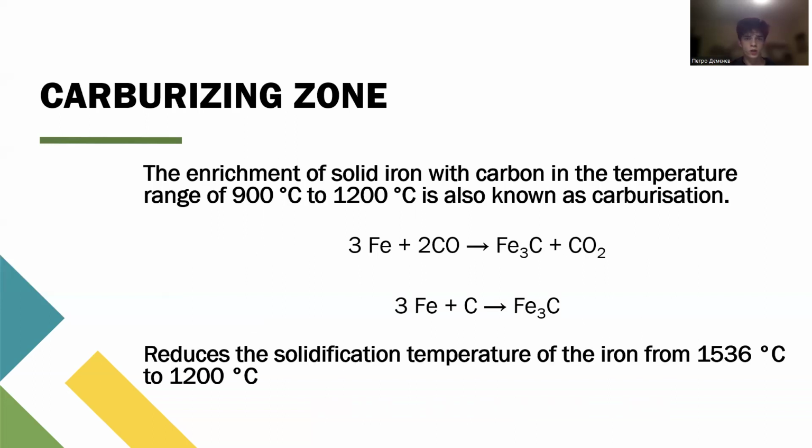During the reduction of iron oxides, some of the iron formed is enriched with carbon through interaction with carbon monoxide or directly with carbon at high temperatures. This leads to the formation of iron carbide, known as cementite. The process of saturating iron with carbon at 900 to 1200 degrees Celsius is called carburization, and it lowers the solidification temperature of iron from 1500 degrees Celsius to approximately 1200 degrees Celsius.